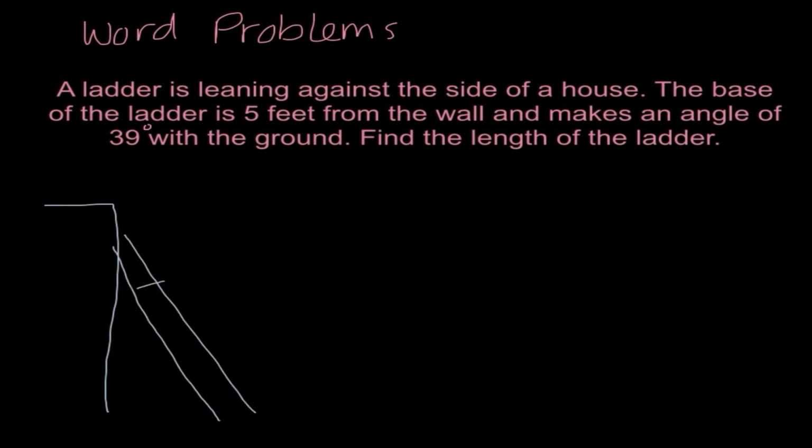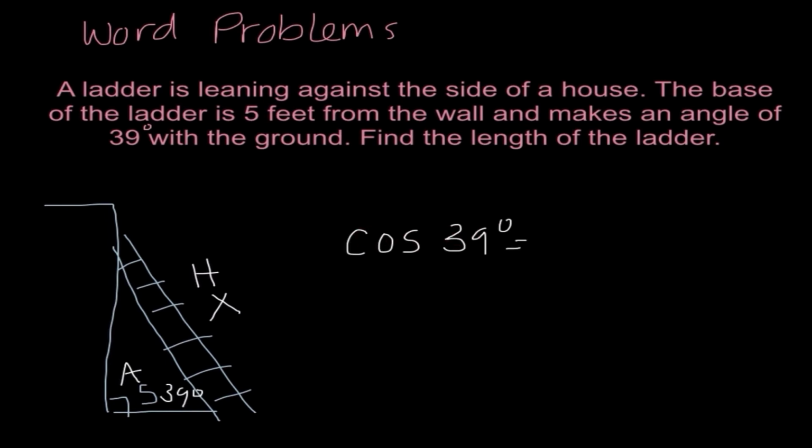So this one tells us that we have a ladder that is leaning against the side of a house. So there's my ladder. It tells us the base of the ladder, which means the bottom, is 5 feet away from the wall, and it makes an angle of 39 degrees with the ground, and we need to find the length of the ladder. So based on this angle here, 5 would be the adjacent side, and the length of the ladder would be our hypotenuse. So I know that cosine deals with adjacent over hypotenuse.